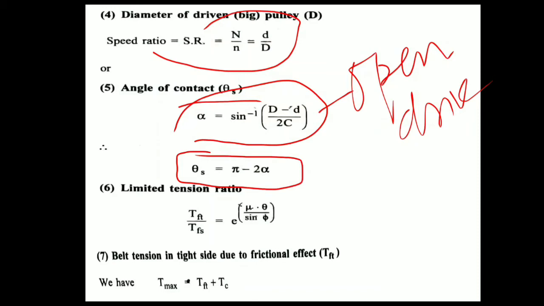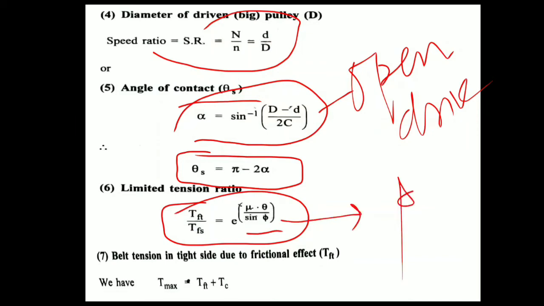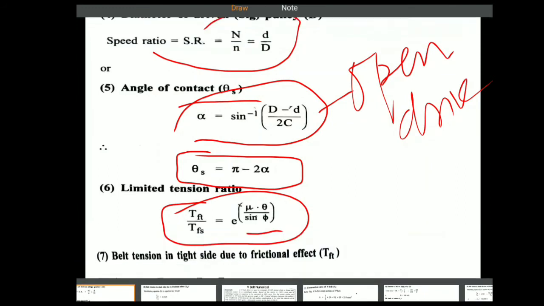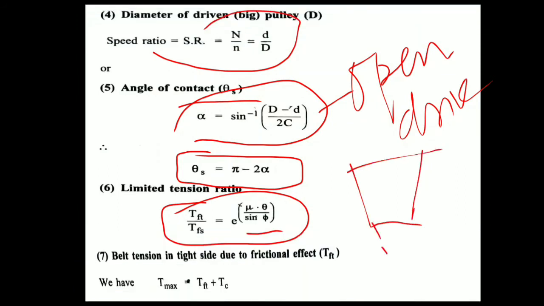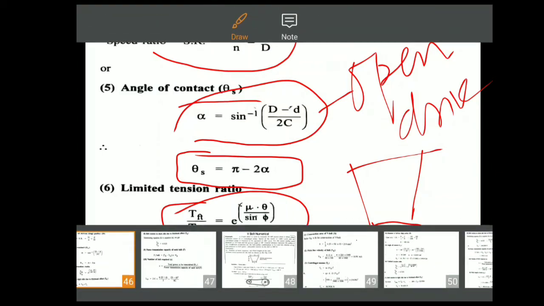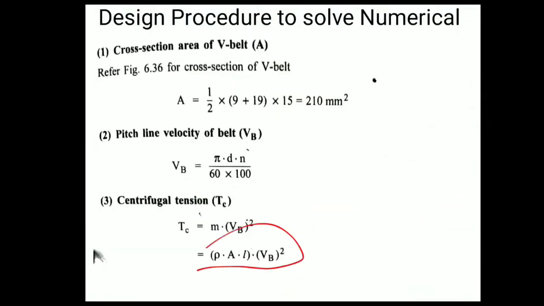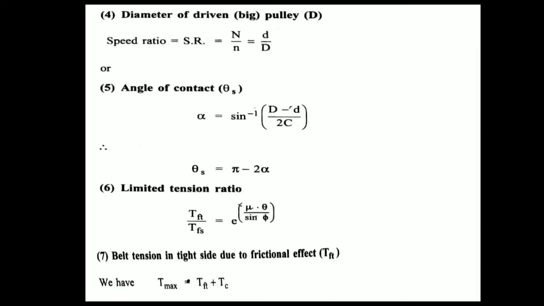Sixth one, T1 by T2 is equal to e raised to mu theta. Generally we take that, but here we have to take e raised to mu theta divided by sine of phi. So phi is nothing but what? It is the groove angle. Which groove? See, this is the V belt. Now this will be the dotted line. So this phi is called the groove angle, and we need to consider that. That's why here it is e raised to mu theta divided by sine phi. So keep in mind these two additions, that is T1 by T2 with e raised to mu theta over sine phi, and Tc. Clear? Now here we will get the limiting tension, through which we can calculate T1 and T2.